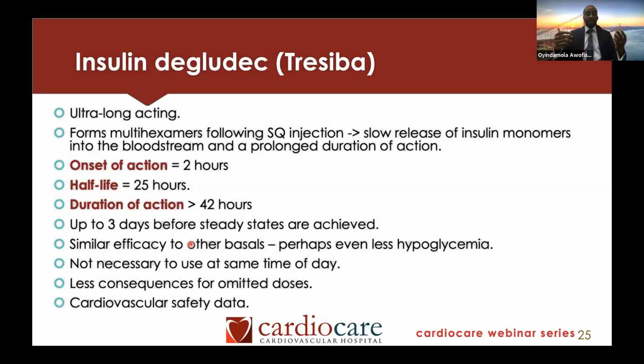So it's actually very efficacious, and the occurrence of hypoglycemia in people on degludec is probably slightly less compared to people on the other basal insulin, okay? The other good thing about degludec is that because of the very long duration of action, even though it should be used every day, it's not necessary to use it at the same time of the day. And if someone misses a dose on one day or the other, the implications are much less. Also, because degludec is one of the last of these basal insulins to be produced, they have cardiovascular safety data as well.